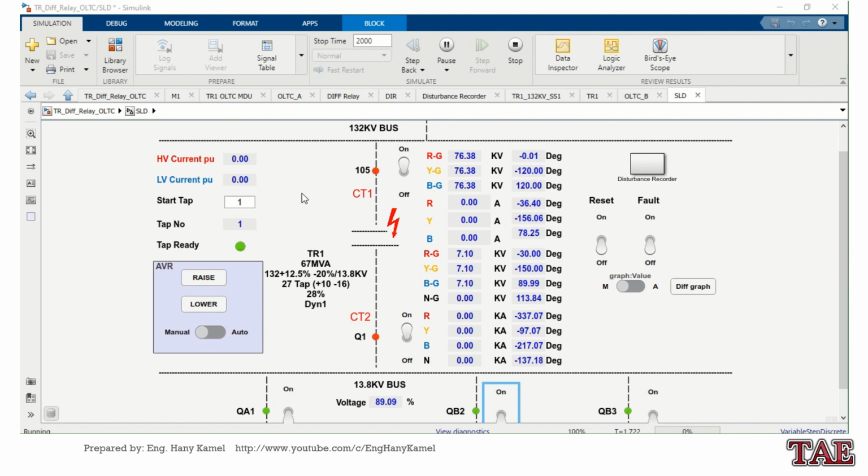Now our transformer is at no load condition, and our low voltage side 13.8 kV bus is at 90% because I started at tap number 1 to minimize the inrush current. I will put the AVR in automatic mode, so it will regulate the low voltage bus. Now the voltage is inside the regulating band. I will start to add load. Now the voltage drops again, and the AVR will continue regulating the bus voltage. Again the bus voltage is regulated.